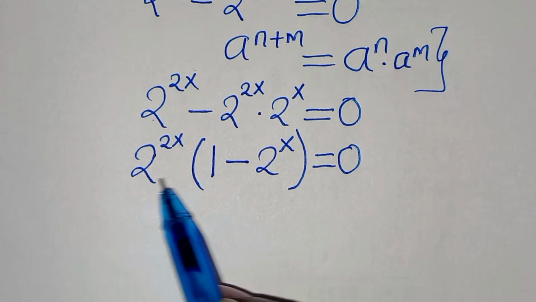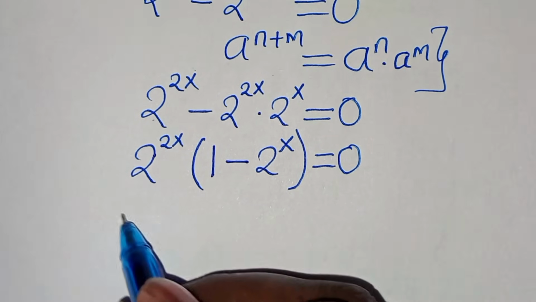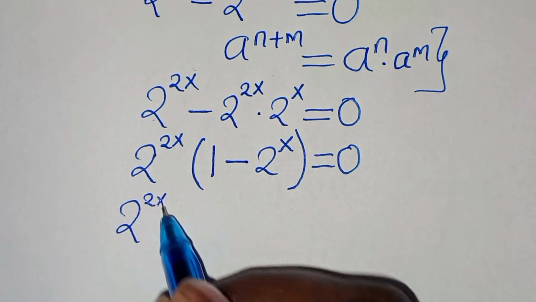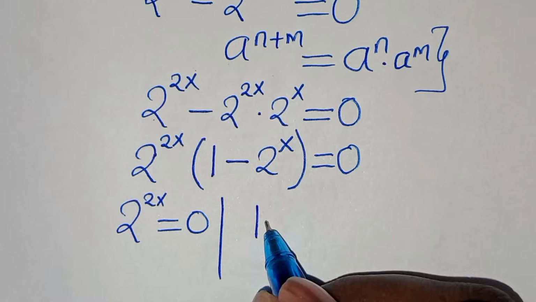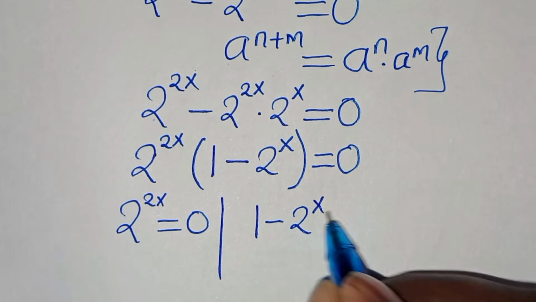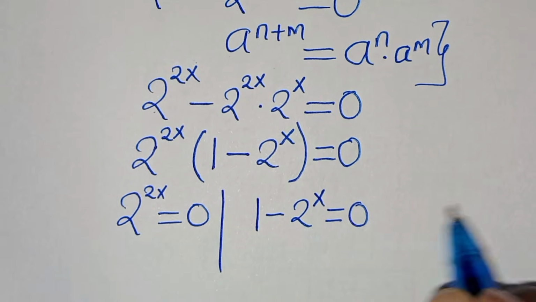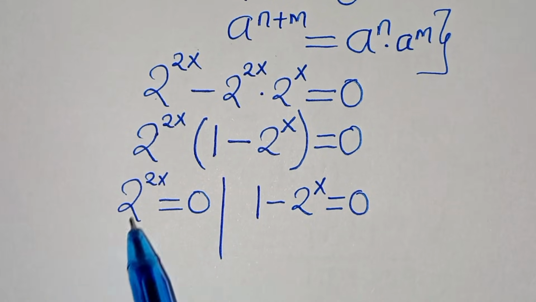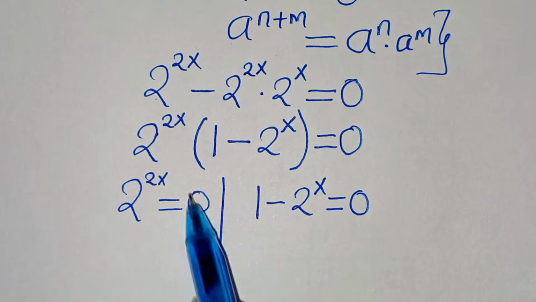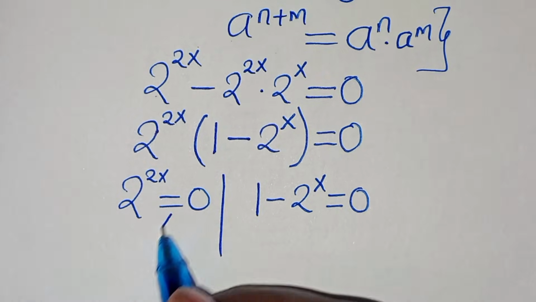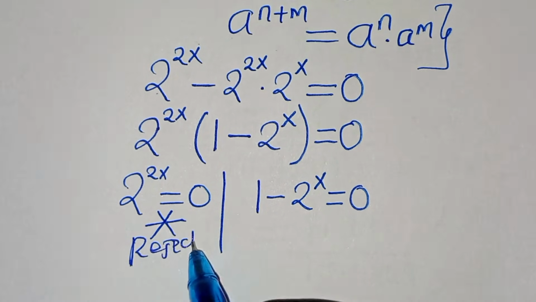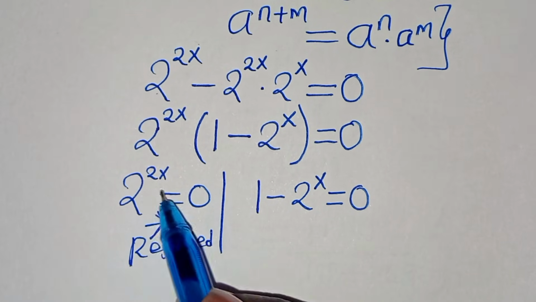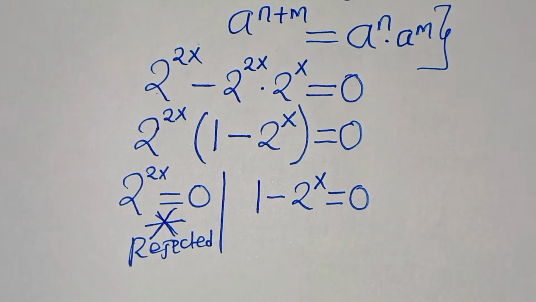So we have two parts here. That is 2 to the power of 2x equal to 0, and we have 1 minus 2 to the power of x equal to 0. So we have 2 to the power of 2x. This cannot be equal to 0. So this is not possible. So this is rejected. 2 to the power of 2x should give us a positive value.